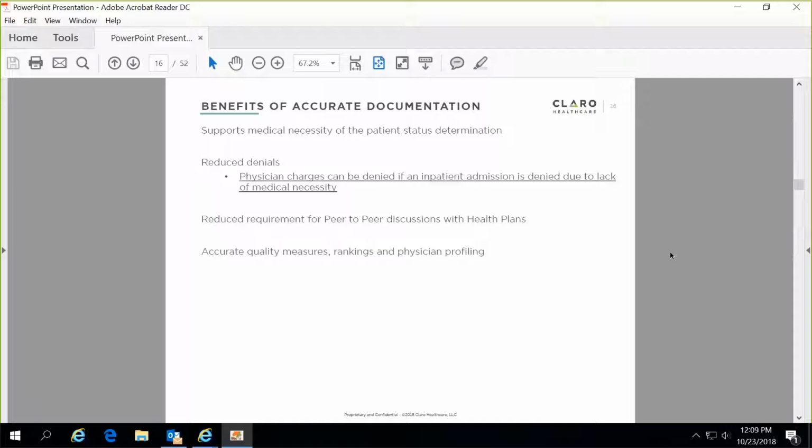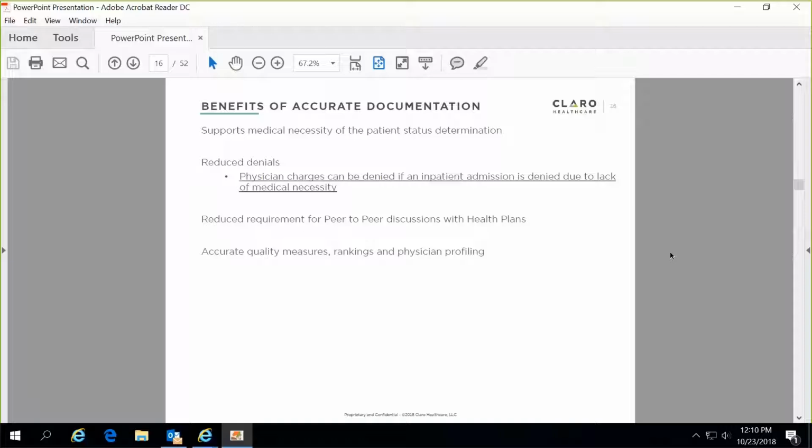It reduces denials. So we know that physician charges can be denied if an inpatient admission is denied due to lack of medical necessity. So all of your subsequent visits in that admission can be denied if that inpatient admission is not supported. It reduces those requirements for that peer-to-peer discussion for those health plans. We send those clinicals in, and they keep saying, no, he doesn't need inpatient, because of a lack of documentation. They're not seeing the picture, they're only going by what's on those papers, and they're not seeing what you're seeing. Like, this patient's sick.